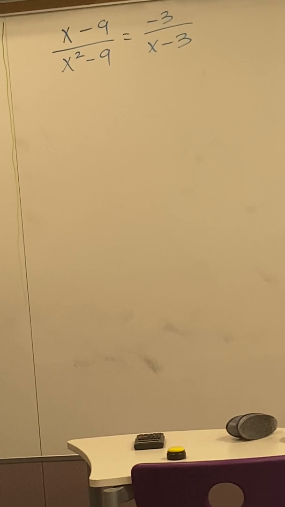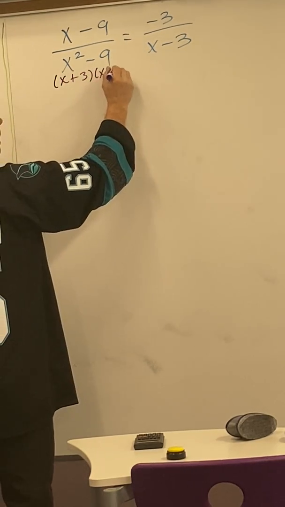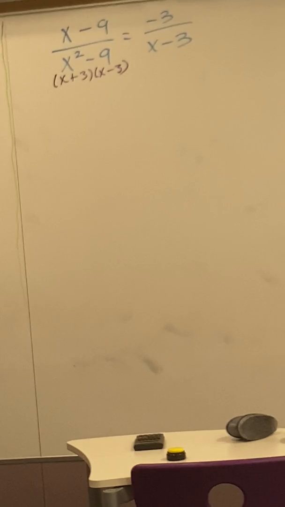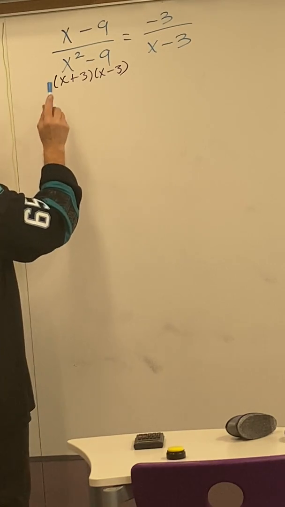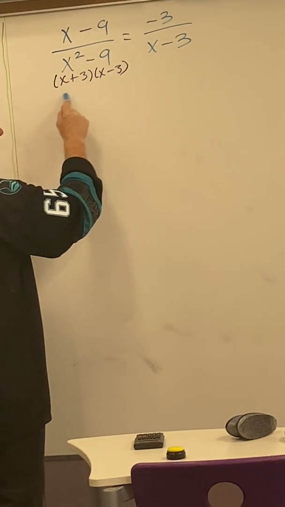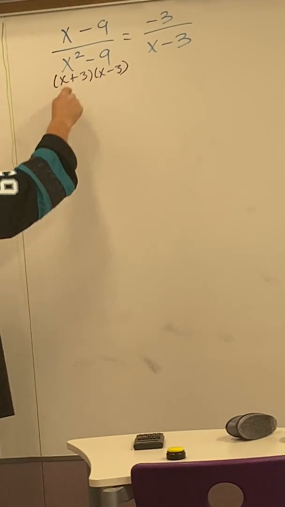Now, oh my gosh, you know what this is here? This is a difference of squares. Check it out. X plus 3, x minus 3. I can't believe it. So, what is the least common multiple of all the denominators? Well, it has to have x plus 3 and x minus 3. If it doesn't have both of those, it won't contain this guy. So it has to have those.